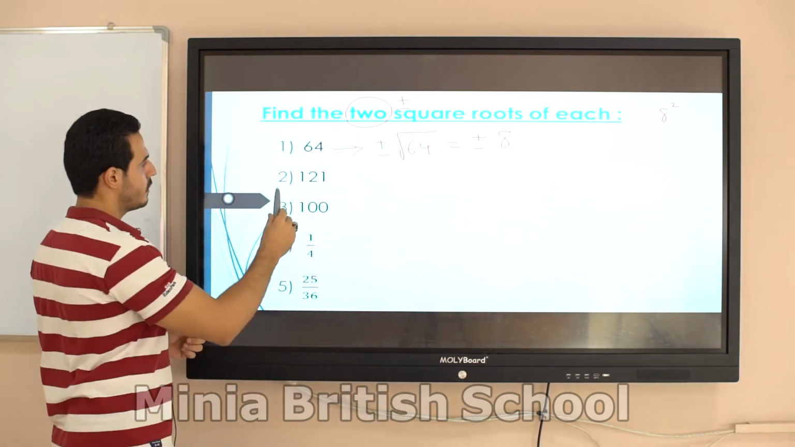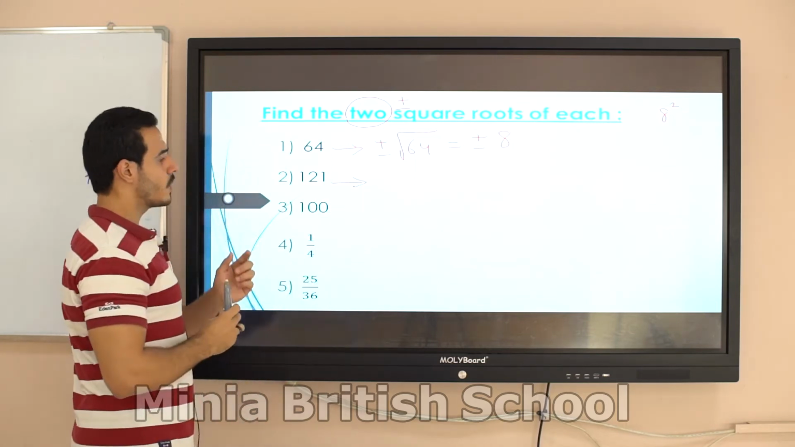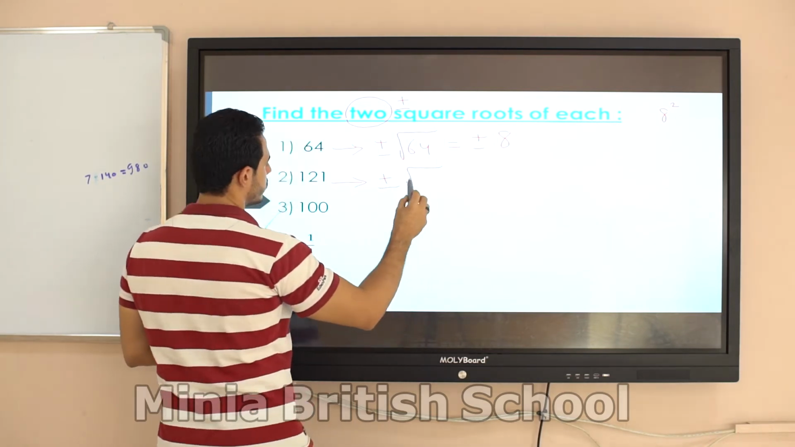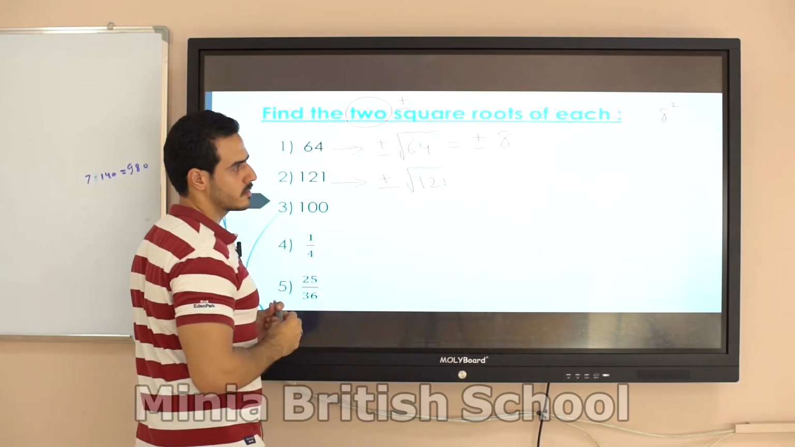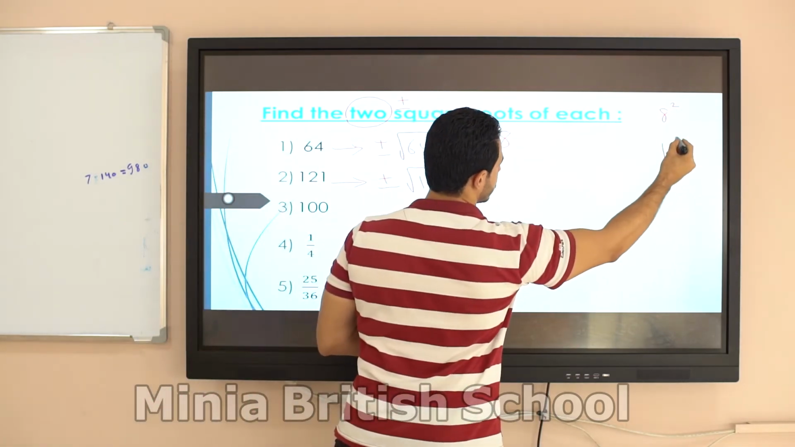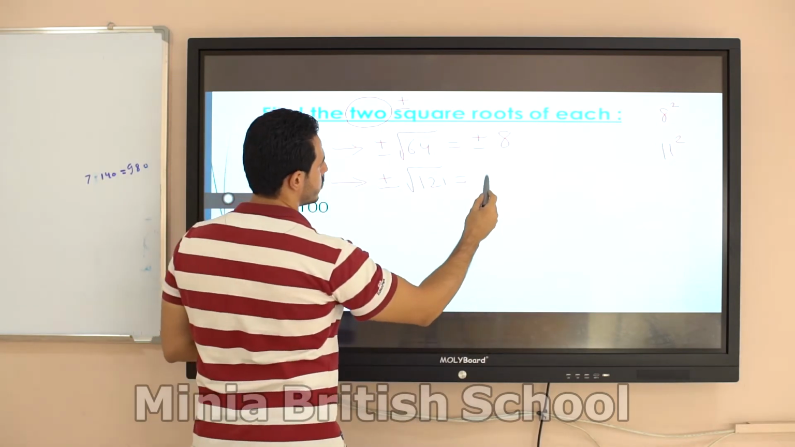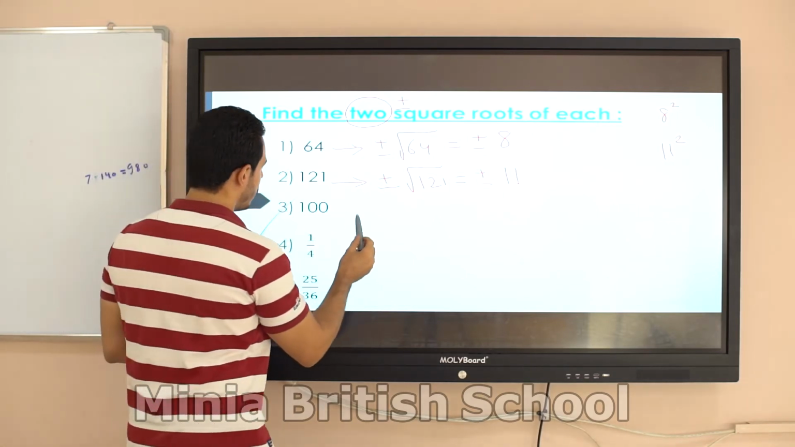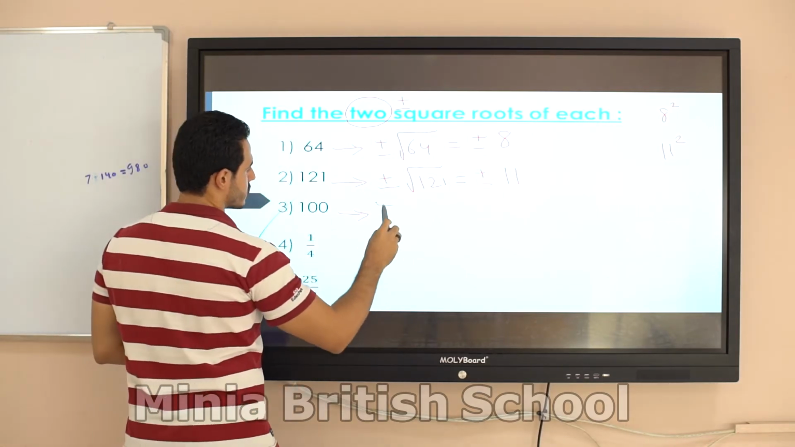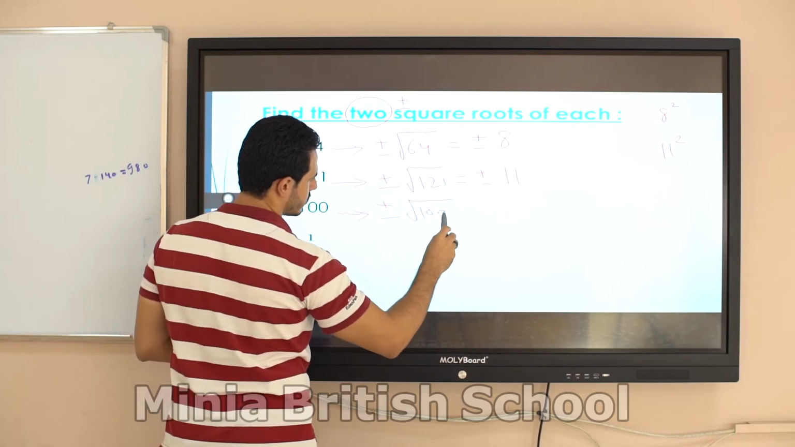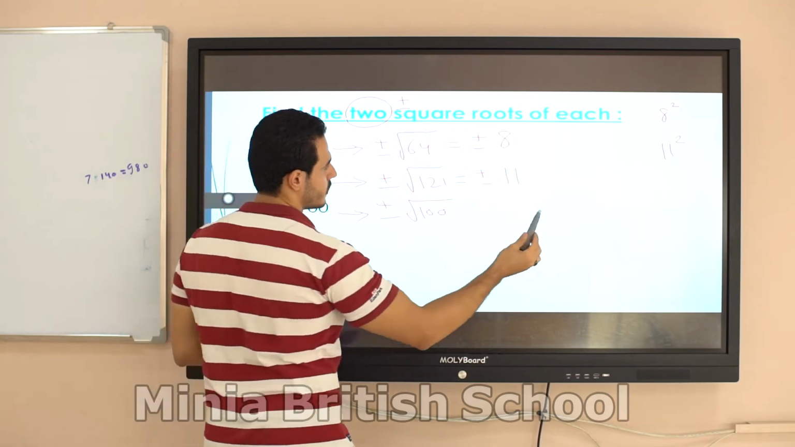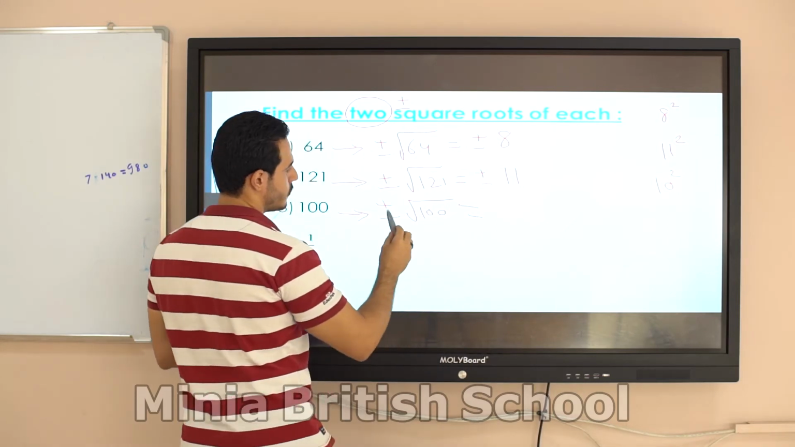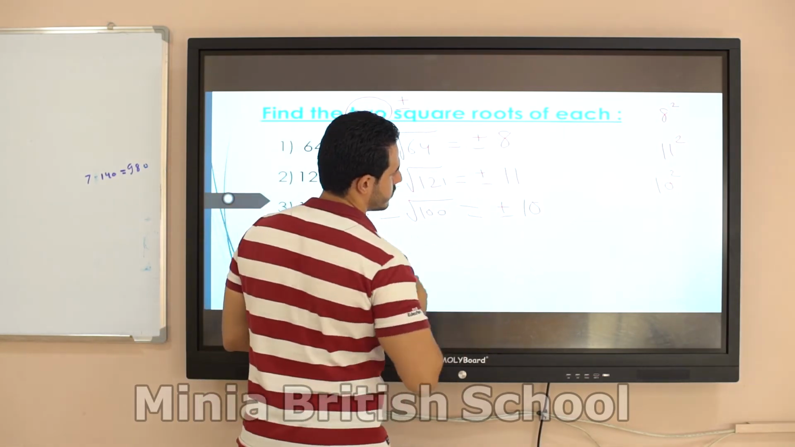Okay? Number 2, 121. So I will find the two square roots of 121. It will be what? It's 11 power 2. So it will be positive or negative 11. Okay? Now 100, positive or negative square root of 100. Okay, what's the number whose power 2 is 100? It's 10 power 2, so it will be positive or negative 10.